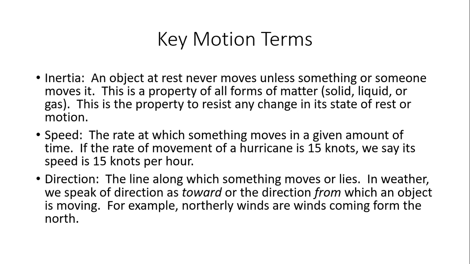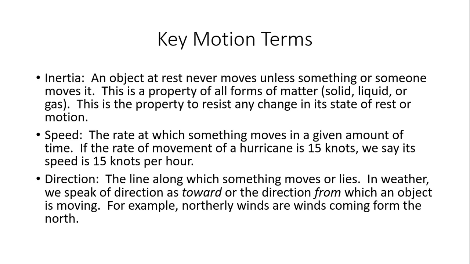Speed, on the other hand, is the rate at which something moves in a given amount of time. If the rate of movement of a hurricane, let's say, is 15 knots or 12 miles per hour, we say that it has speed. All we're mentioning is the magnitude at which it's moving.